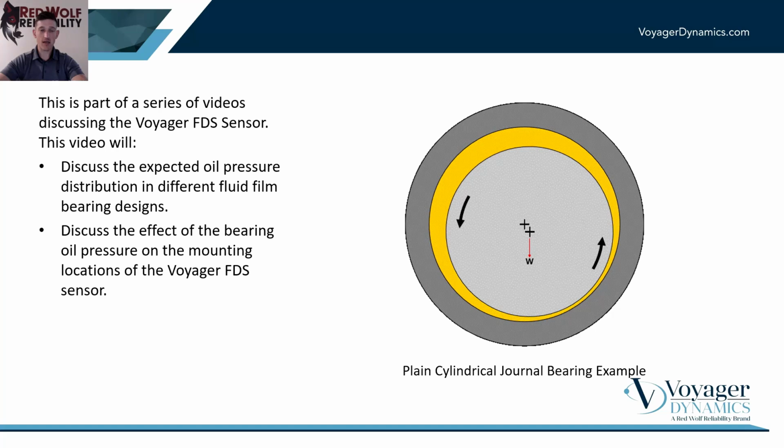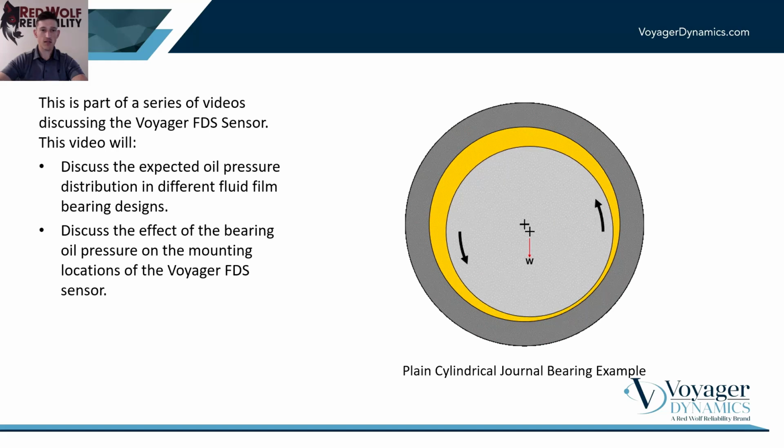So over on the right hand side of the slide, you can see a GIF of a plain cylindrical journal bearing. If you remember, we used this as our example in the last video discussing fluid film bearing fundamentals. One important thing to note is a plain cylindrical journal bearing is just one example of a fixed geometry fluid film bearing. And one thing that all fixed geometry fluid film bearings have in common is what's called cross-coupling.